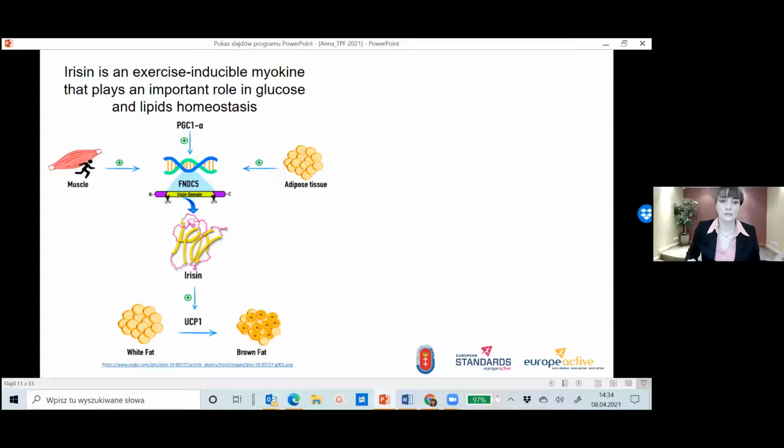And this is just an example. Irisin is a myokine that plays an important role in glucose and lipid homeostasis. And this is just an example of how quickly we can go from physiology to biochemistry and then even to the molecular level. When I ask you, is this knowledge necessary for a personal trainer? Some of you could reply, yes, because a personal trainer has to lead to a better lipid profile and to better glucose metabolism. So yes, this knowledge is important for a personal trainer.